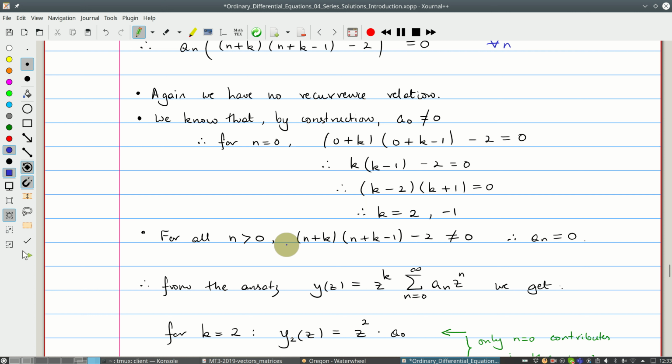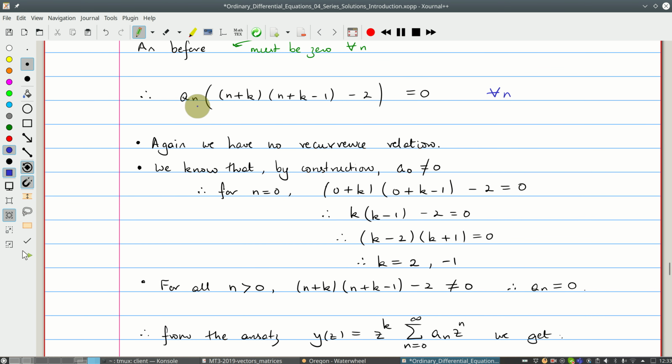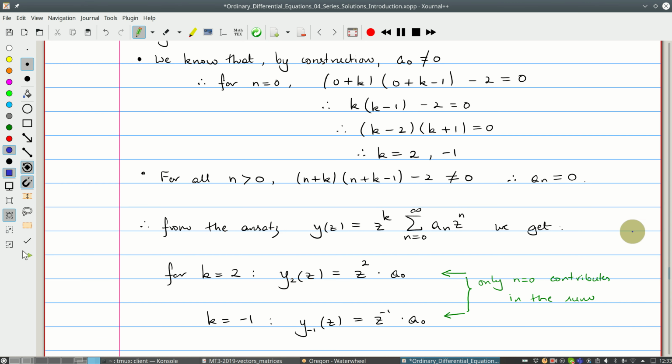So for all n greater than 0, this thing can never be 0. With these values of k, this will never be 0. Therefore, the only way for a_n times this term to be 0, since this is not 0 for n greater than 0, is that the a_n's have to be 0 for n greater than 0. And this is what I put down here.